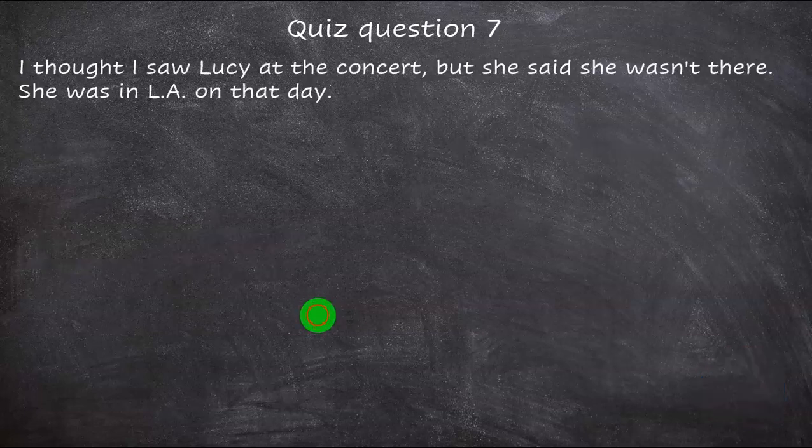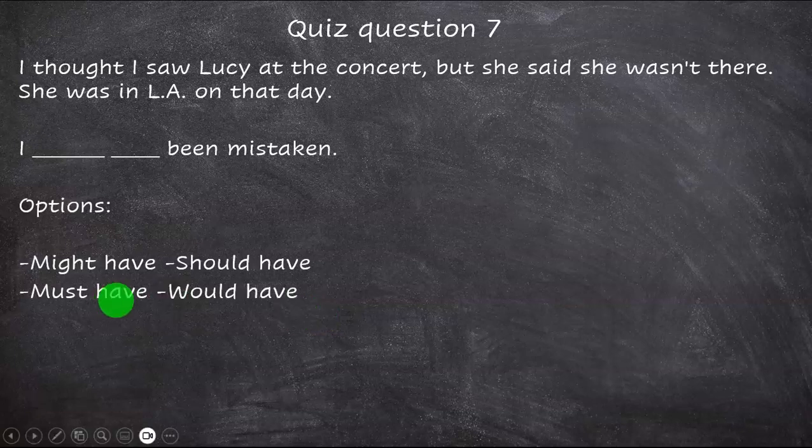Quiz question number 7. I thought I saw Lucy at the concert, but she said she wasn't there. She was in LA on that day. I dash dash been mistaken. Choices: might have, should have, must have, would have. Your 5 seconds start.